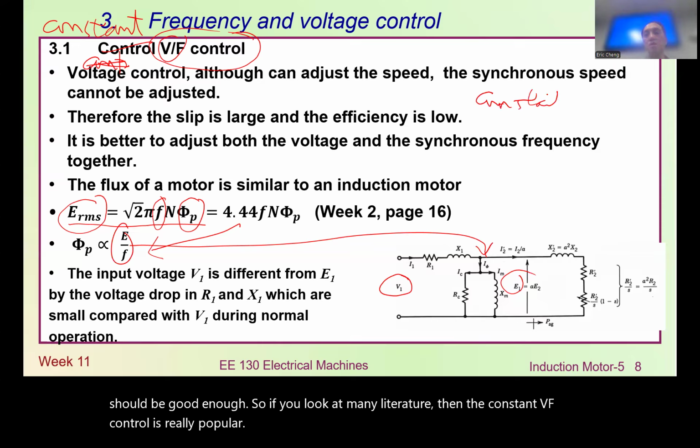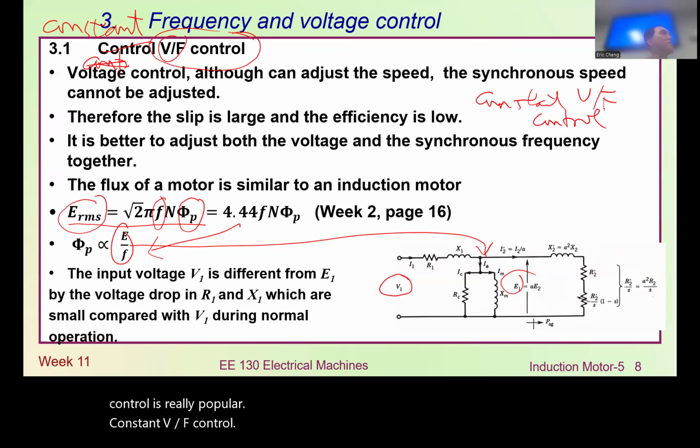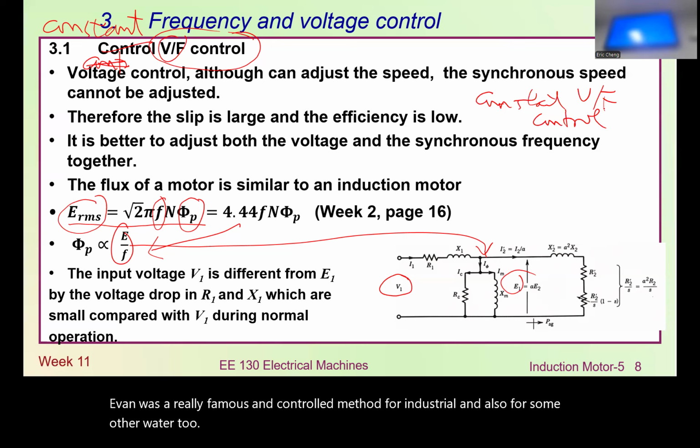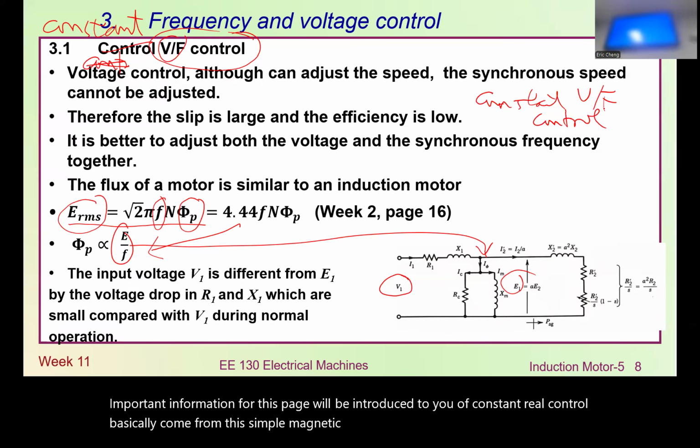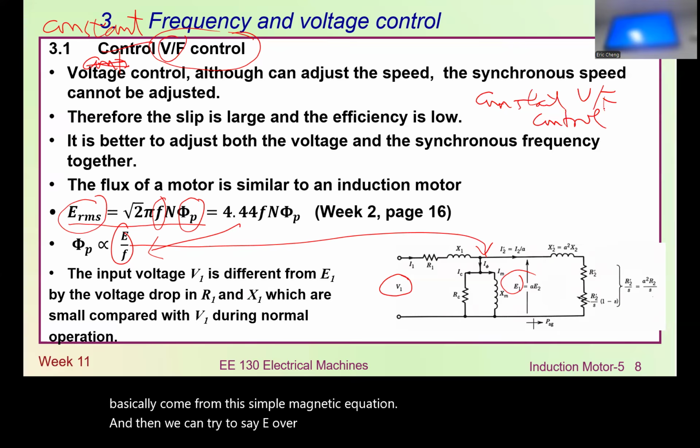Constant V over F control is one of the really famous control methods for induction motors and also for some other motors too. The important information for this page will be introduced to you: constant V/F control. It basically comes from this simple magnetic equation, and then we try to say E over F should always be constant.